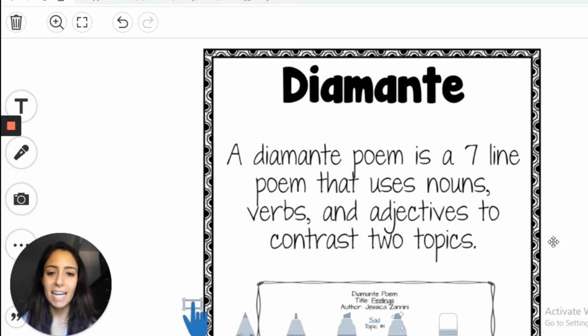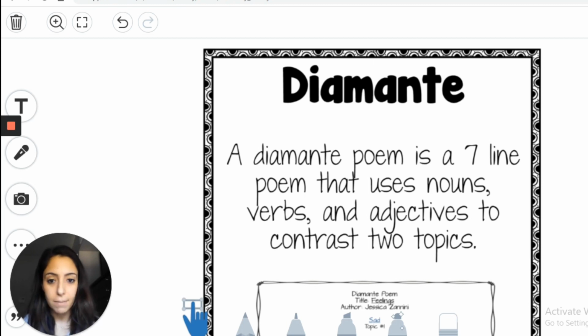Hi everyone. Today we're going to talk about a different type of poem, and this type of poem is called a diamante. So try to say it. Diamante. A diamante poem. Maybe it makes you think of a diamond. Diamante kind of sounds like diamond, right? So we're actually going to notice that the template is going to be shaped like a diamond.